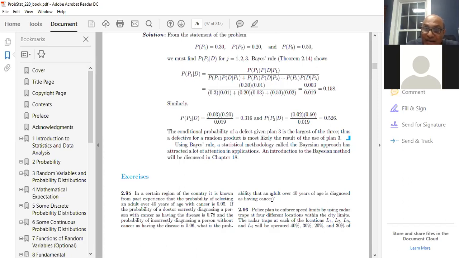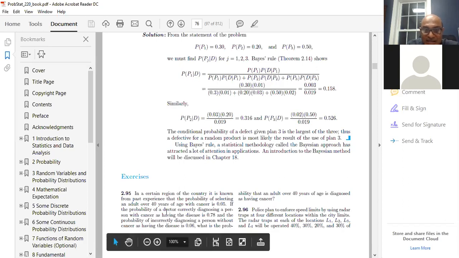If the probability of a doctor correctly diagnosing a person with cancer... That means suppose somebody is suffering from cancer, he goes to the doctor, the doctor diagnoses him, and says yes, he is suffering from cancer, and actually he is suffering from cancer. That is called the true statement. So the doctor correctly diagnoses a person with cancer as having the disease.